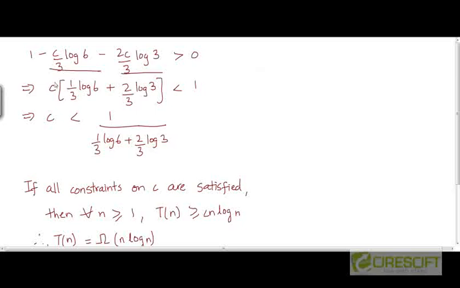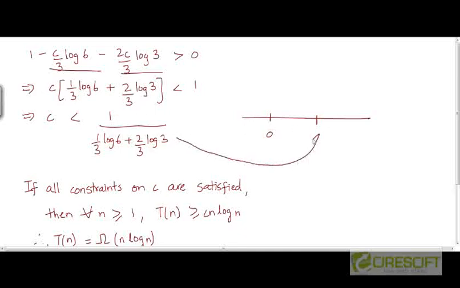And those two terms can be written as c times 1 by 3 log 6 plus 2 by 3 log 3. This needs to be less than 1, which means c needs to be less than this positive constant. Note that this is a positive number because the denominator is positive and it's some constant. Let's not worry about what the exact value of this constant is. But as long as the value of c is chosen to be less than this constant.